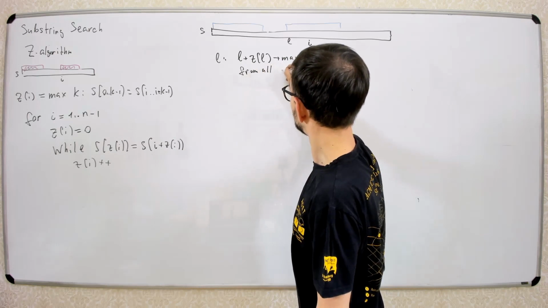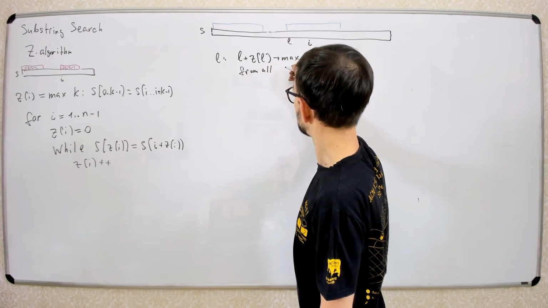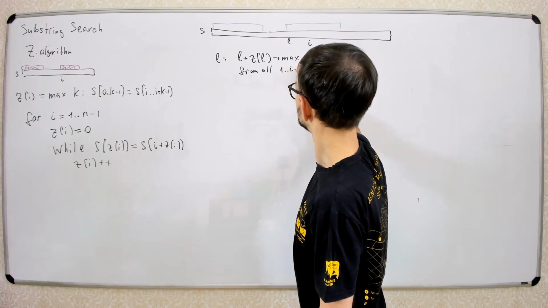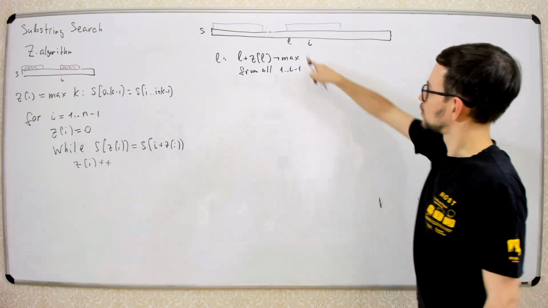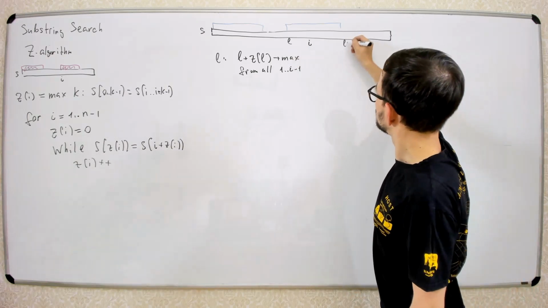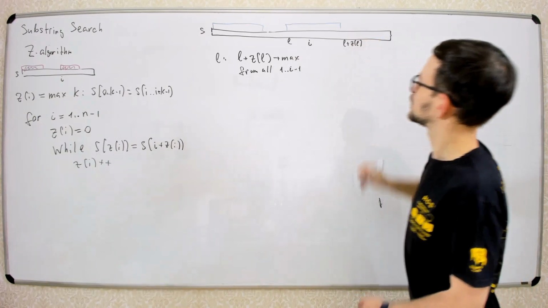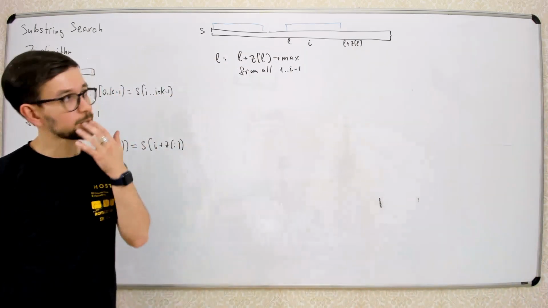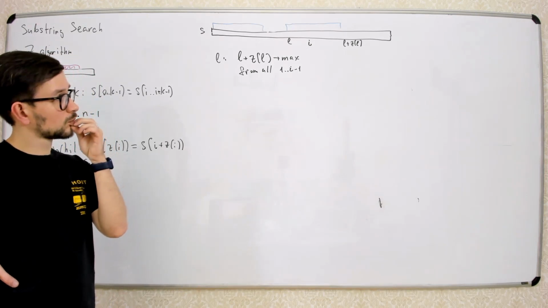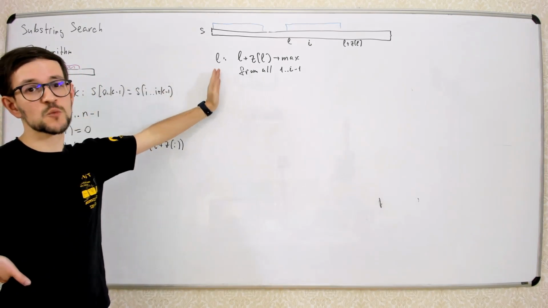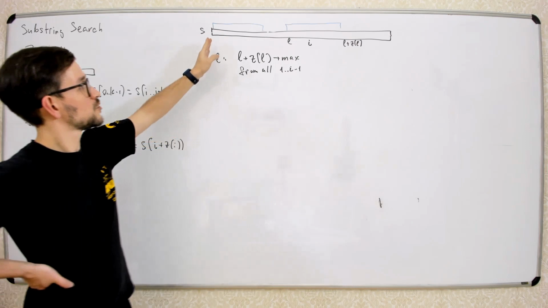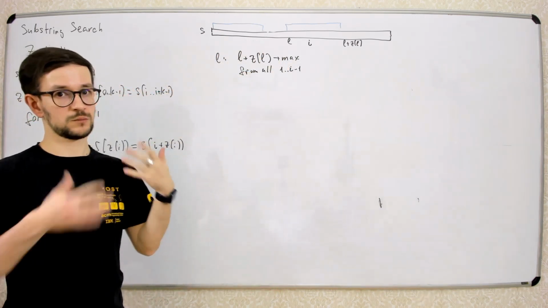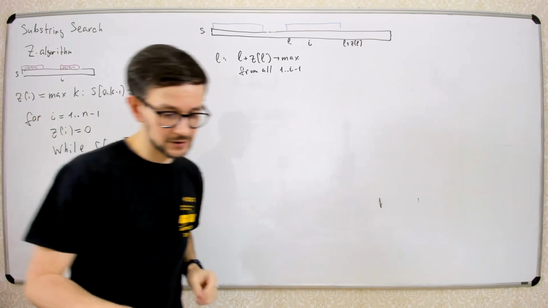From all positions from 1 to I minus 1. So this is L, so this position is L plus Z of L, right? So it's easy to maintain this variable, right? So you just calculate for all positions this sum and take the maximal value of this sum. So it's nothing interesting here.